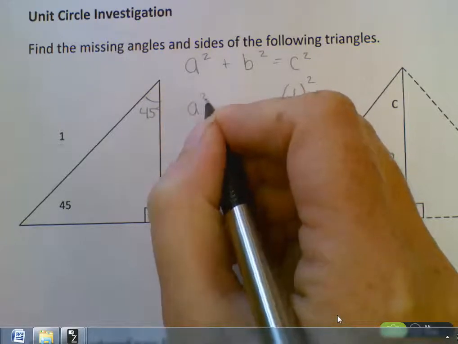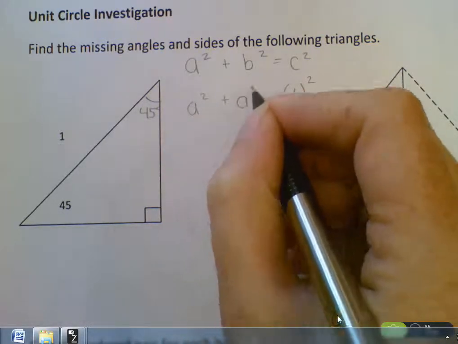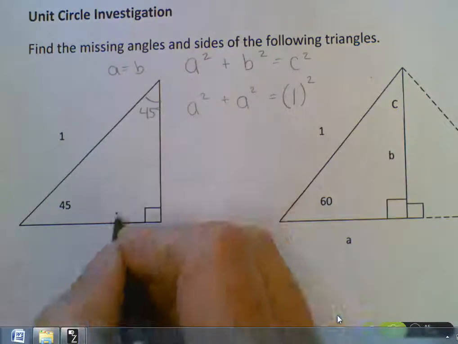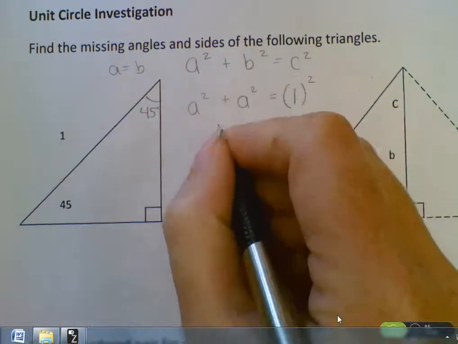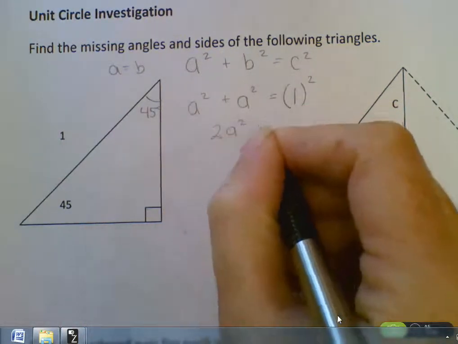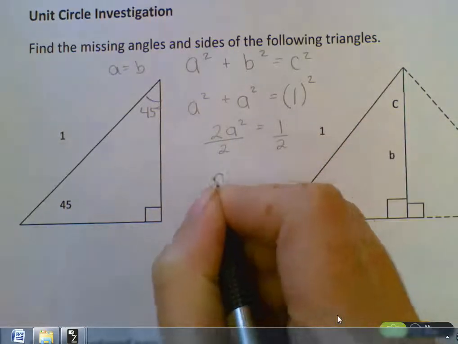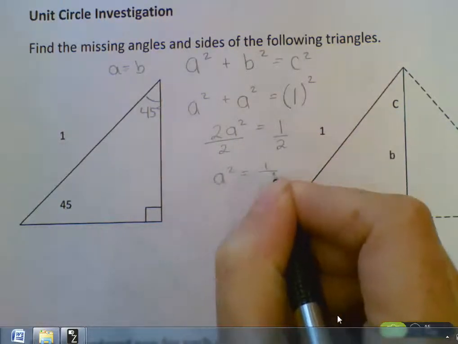So it's going to be a squared and a squared, okay? Because basically a equals b. All right, these two other sides equal each other. So if you work through it, divide both sides by 2. So you get a squared equals 1/2. We're going to take the square root.